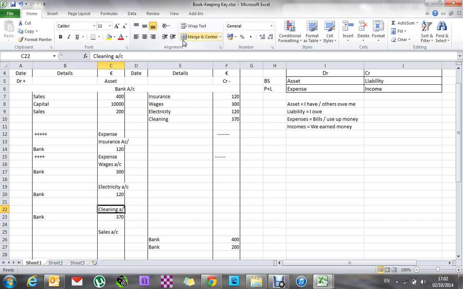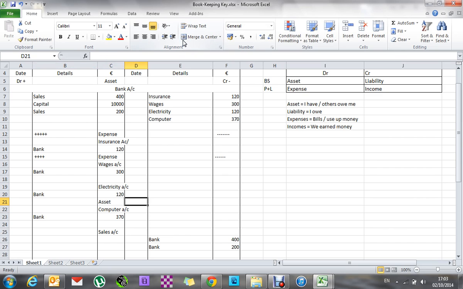Cleaning. Now let's just say if we change cleaning, instead of spending 320 on cleaning, let's say we spent 320 on a computer. Okay, rather than cleaning. So cleaning is something that happens on a regular basis. Cleaning a computer doesn't happen on a regular basis. So a computer is something I have that's going to last for a period of time, and something I have is called an asset.